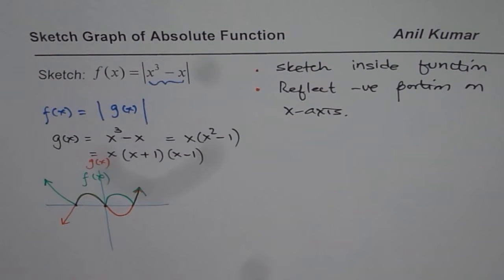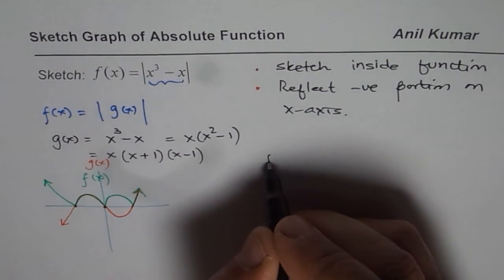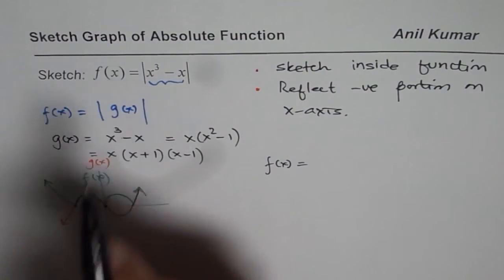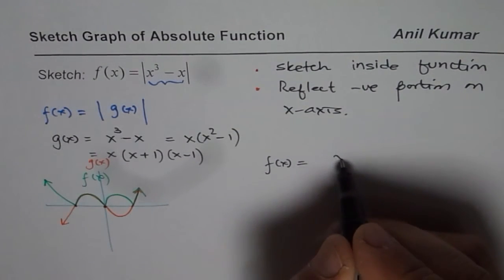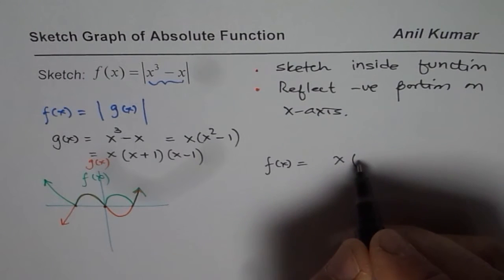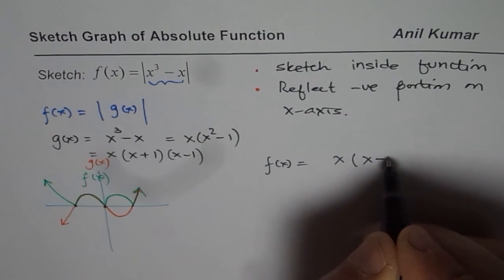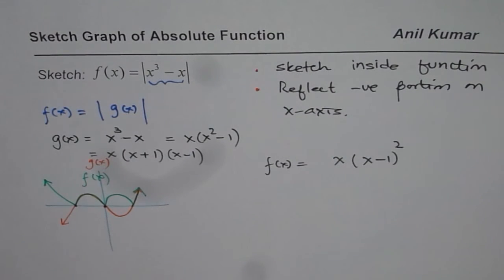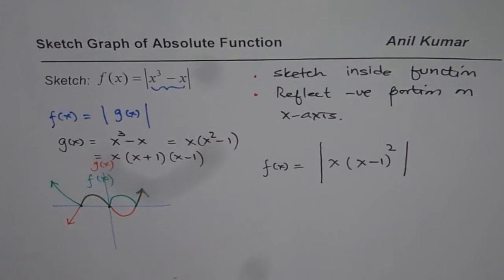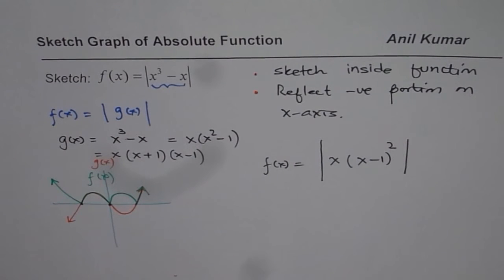Now let us take a practice question here. Let me give you one question as f of x equals, and I'll write it in factored form, x times x minus 1 whole squared, right? So the question for you is to sketch f of x, which is the absolute value of x times x minus 1 whole squared. Follow the strategy which you have learned in this video and sketch the graph of f of x.